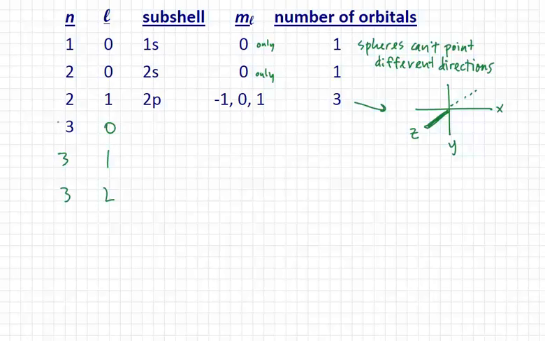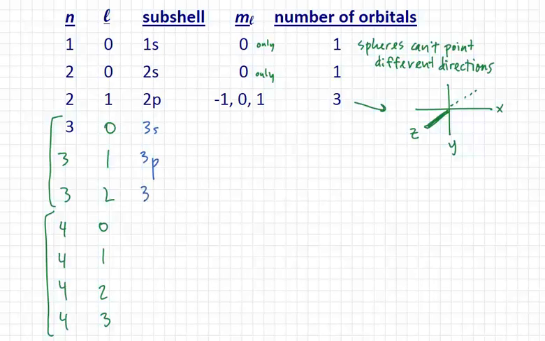That means there are going to be 3 subshells in n equals 3, 4 in n equals 4, which are 0, 1, 2, and 3, 5 possible ones in n equals 5, 6 possible ones, and so on. We won't write all those, thank God. So 3s, 3p, 3d, 4s, 4p, 4d, 4f.